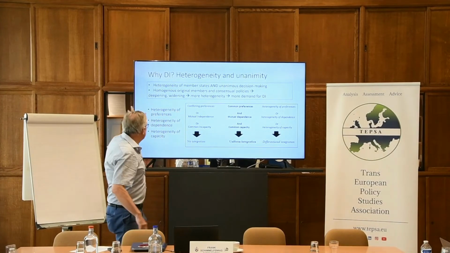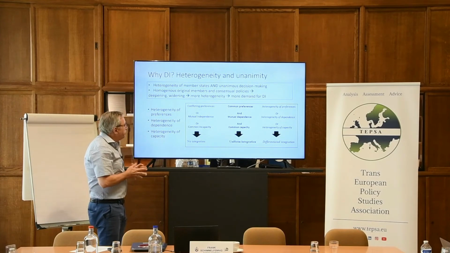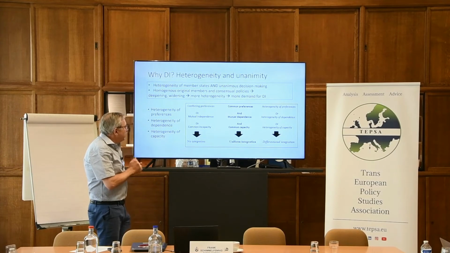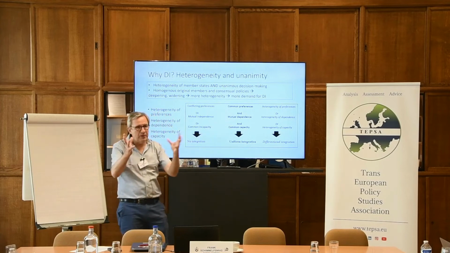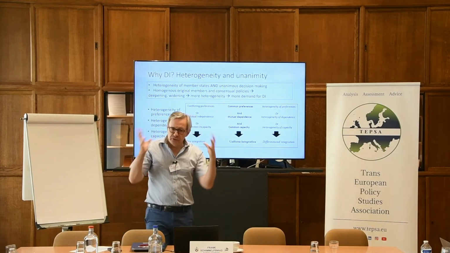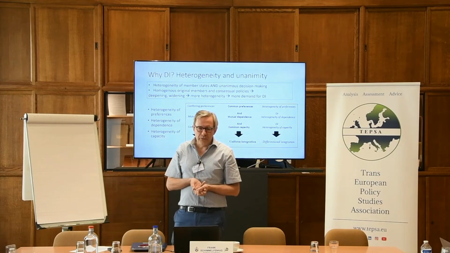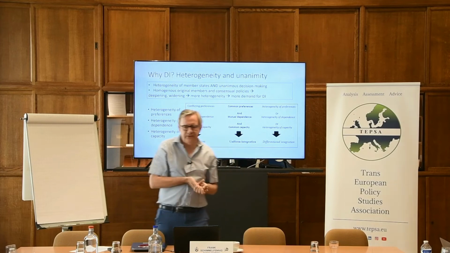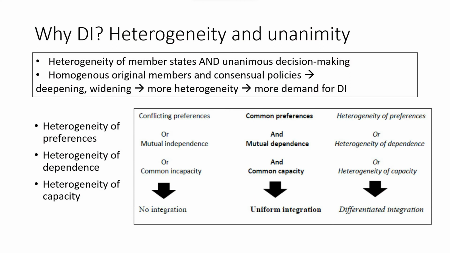And then, of course, we can distinguish different heterogeneities. The idea is you will have uniform integration only if you have common preferences, mutual dependence, so everybody's interested in creating a European policy, and similar capacities to actually implement European Union rules. The three of them need to come together for uniform integration to work.